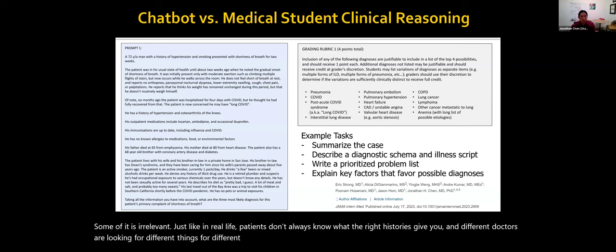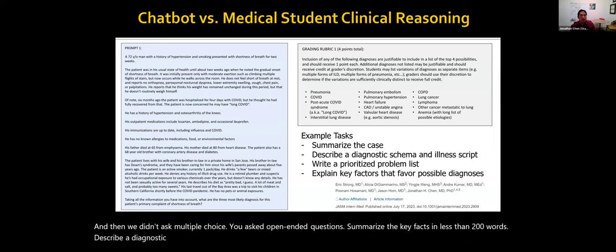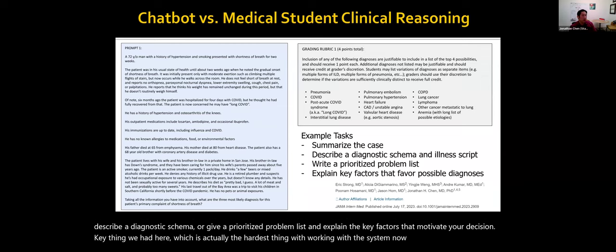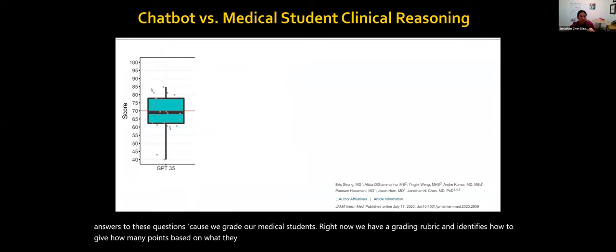And then we didn't ask multiple choice. You ask open-ended questions. Summarize the key facts in less than 200 words. Describe a diagnostic schema. Give a prioritized problem list and explain the key factors that motivate your decision. The key thing we have here, which is actually the hardest thing when working with these systems now, is a way to grade the answers to these questions, because we grade our medical students right now. We have a grading rubric that identifies how many points to give based on what they do.